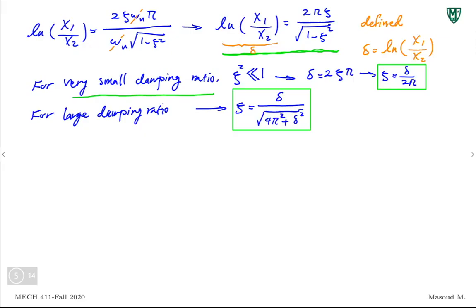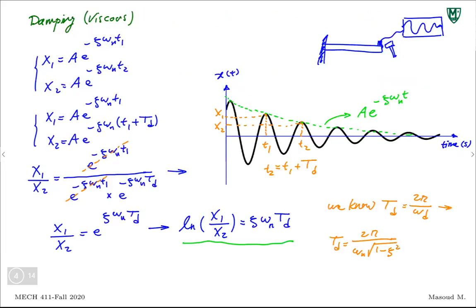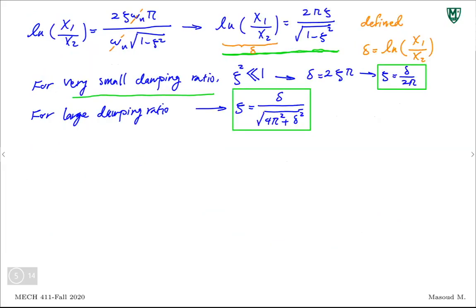Now there is a special case, let me categorize things here. Here I had two successive peaks, one peak here, another peak there. What if I had this peak and this peak? I had x1 and x3. I had x1 and x4. What if I had peaks that were not successive? I'm not given the plot completely. I'm just given these values. How do I deal with that?